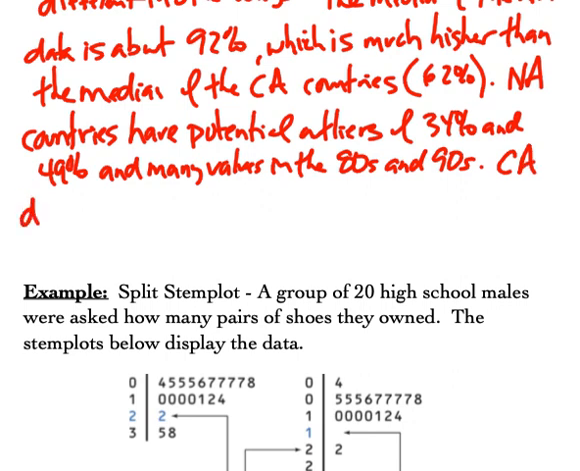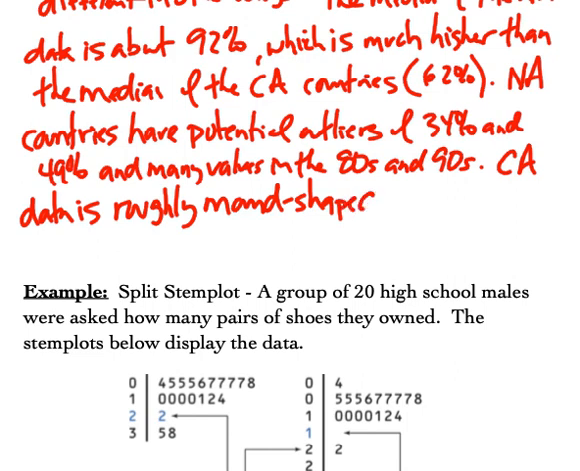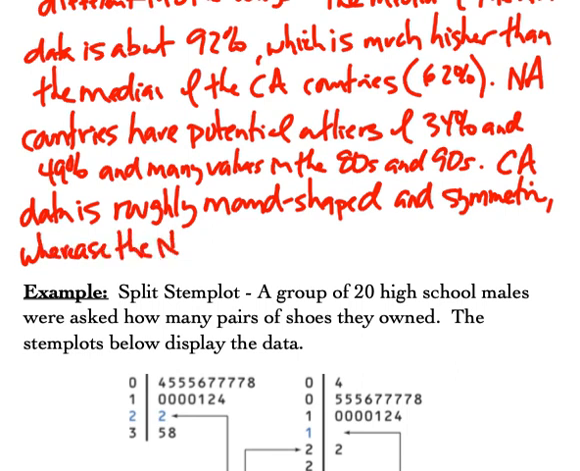The CA data is roughly mound-shaped. Roughly mound-shaped and symmetric. Whereas the other is strongly left skewed.